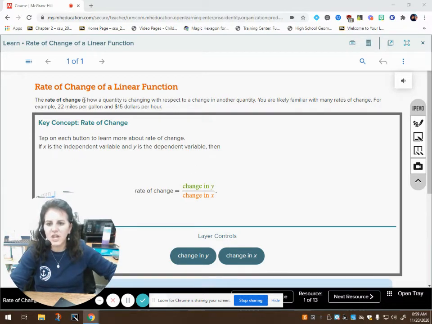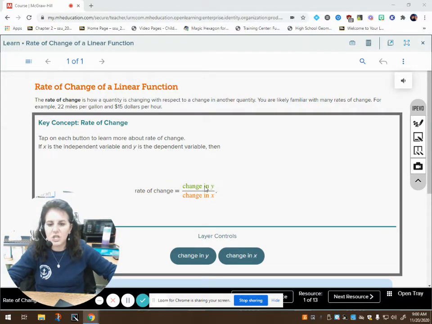So, rate of change is nothing more than how a quantity is changing with respect to the change of another quantity. You're very familiar with all kinds of rates of change, like you hear the term, my car gets 22 miles per gallon, or I make $15 per hour, or the car was traveling 55 miles per hour. There's all kinds of rates of change that we use in everyday life, and you hopefully are familiar with this. So what is rate of change?